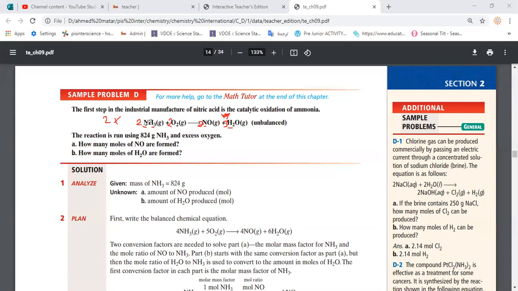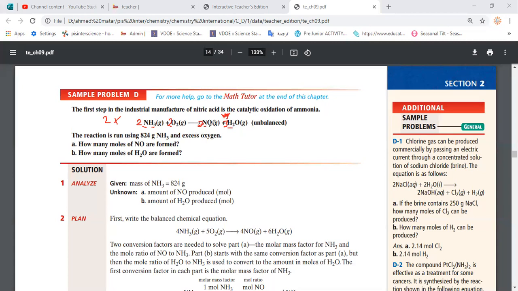Nitrogen. How many nitrogen? Nitrogen 2. And here, how many nitrogen do we have? 2. And how many hydrogen do we have? 6. And here, how many hydrogen? 6. How many oxygen? 2. 4. They are 4, okay.